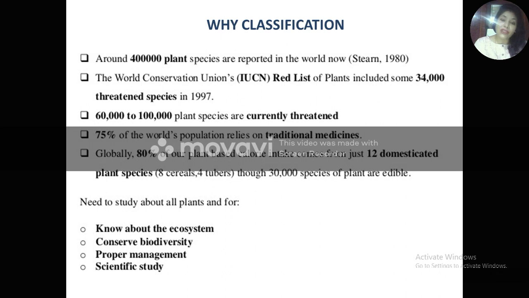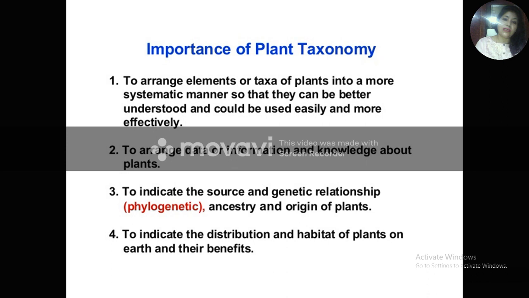We can properly manage them for human welfare, as well as for scientific studies, which can give us new drugs and new food material. For example, if I were to discover a drug from, say, the plant Calotropis procera, I know that it has some medicinal properties. Now, if I cannot exactly identify it, and I go and do my research on another plant, say Crotalaria pallida, then my whole time and money is wasted and the outcome will be very dangerous.